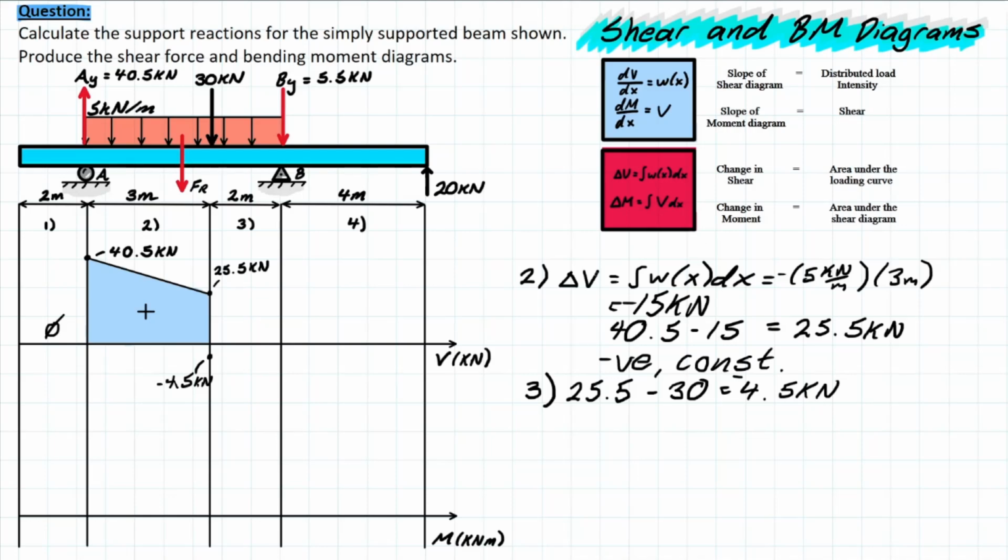Now the next thing we need to do is super similar to what we did up top. We're taking the difference in shear, which is equal to the area of the distributed curve. So we have a 2-meter stretch instead of 3 meters this time. So we're simply going to be following the exact same formula for this section.